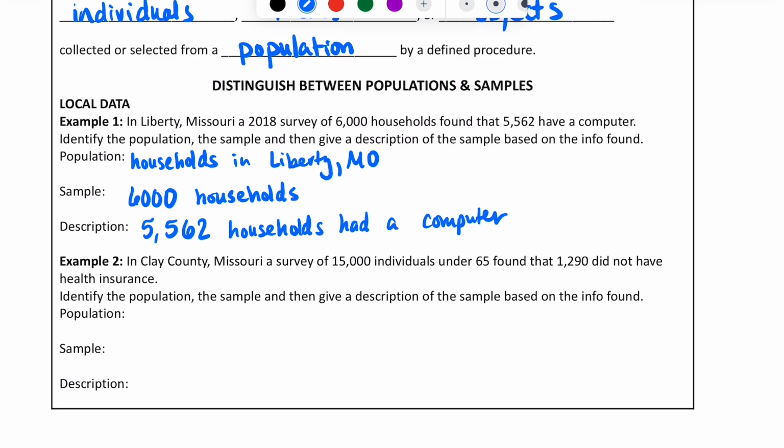Let's go to example 2. It says in Clay County, Missouri, a survey of 15,000 individuals under 65 found that 1,290 did not have health insurance. We want to do the same thing here. We have some numbers: 15,000 individuals, that 65, and that 1,290. Those 15,000 individuals were the ones being surveyed, so that is the smaller group, our sample. Usually it's easier to identify the sample first.